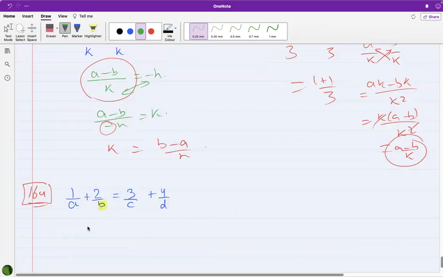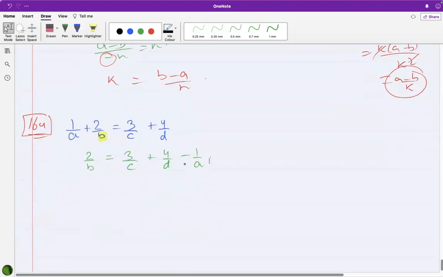So if I have to make this the subject, I'm keeping this here and taking everything on the right-hand side. Now I will take the LCM to convert it into a single fraction so I can take the reciprocal. So 2 over b is equal to, now I am taking the LCM, ACD, 3AD, 4AC minus CD. And I'm taking a pause. Is this okay? The LCM part.